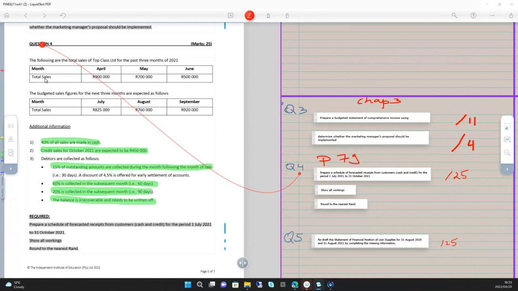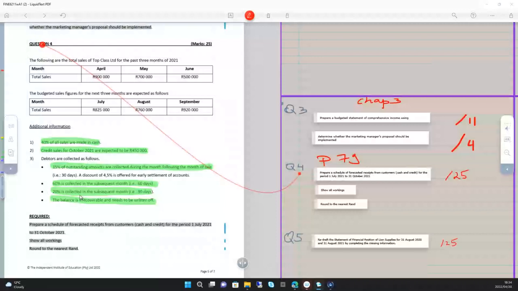Remember here, it's total sales. You have to take into account the total sales. But remember here, 40% of all sales are made in cash. What does it tell you? 60% is on credit. And now they give you how that credit is expected to be repaid. As you can see, 10% will be expected in the following month, 60% within 60 days, 20% within 90 days. We did all those kind of calculations.